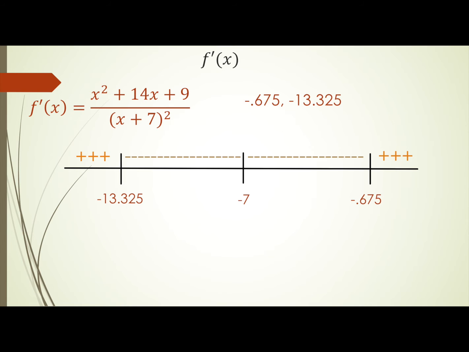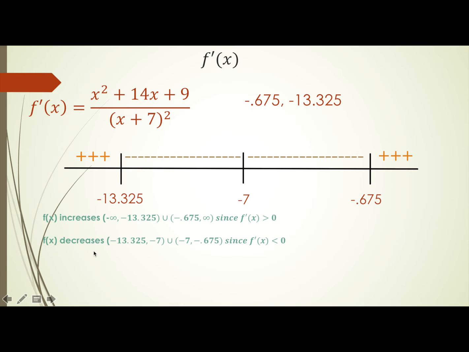Now we can use the sign chart to tell where the function is increasing and decreasing. The function increases from negative infinity to negative 13.325 and negative 0.675 to infinity. Since the derivative is greater than 0, it's positive in those sections.